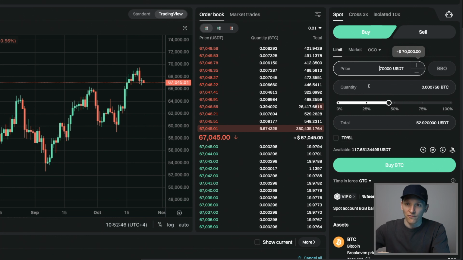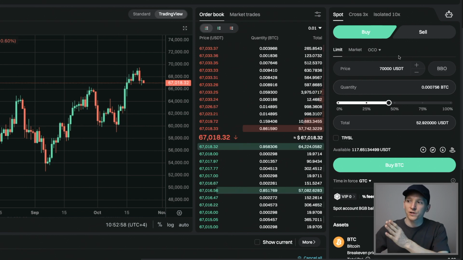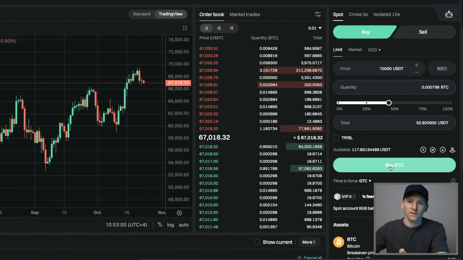Make sure you're not fat fingering anything with a crazy price. It does warn you as well if you put a crazy price in that you're trading way away from the price. So just make sure that your order details are correct before you actually press any buttons. You can check it after. When you buy BTC, it's going to check anyway.